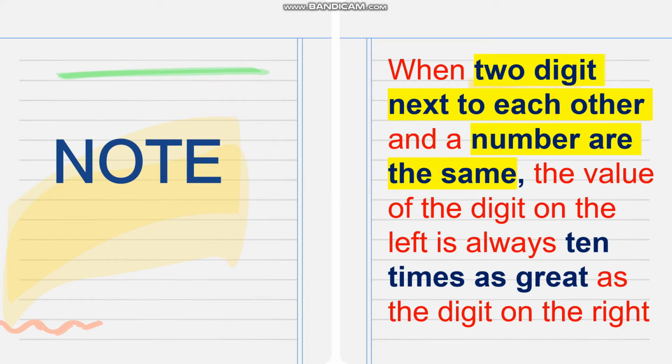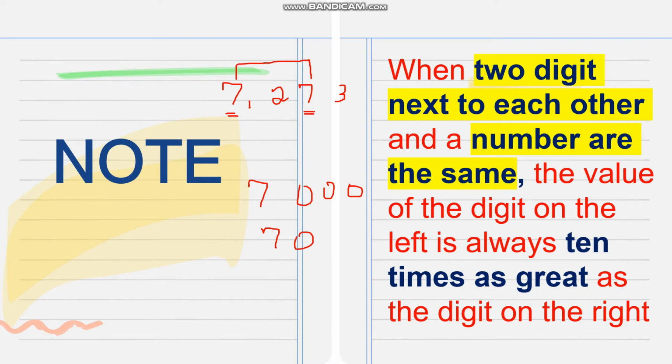Another example, if I have 7,273 and you're going to find out the value relationship of 7 and 7. How are we going to find out? So the value of the first 7 here is 7,000 and the value of the second 7 is 70. Now, is it 10 times as great? The answer is no. Why? Because they are not next to each other.